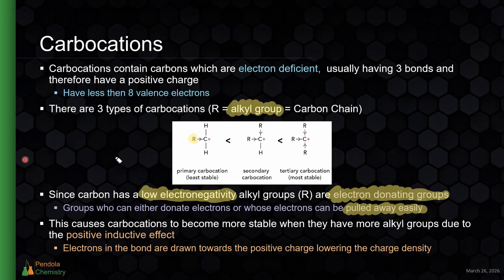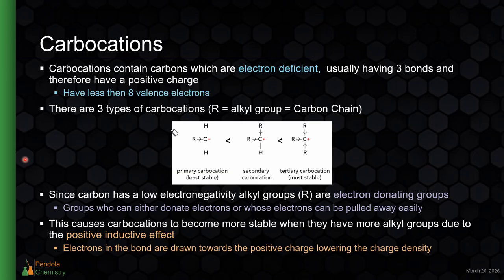Now, what is the positive inductive effect? And again, more vocabulary. This chapter is very heavy on the vocabulary. The carbocations are more stable when they have more alkyl groups. So a tertiary carbocation is most stable. Primary is the least stable, with the secondary in the middle. Why? These carbon groups, the R groups, are so low in electronegativity that when this carbocation forms, and we have this positive charge here, the electrons in their bonds get pulled towards the carbon.